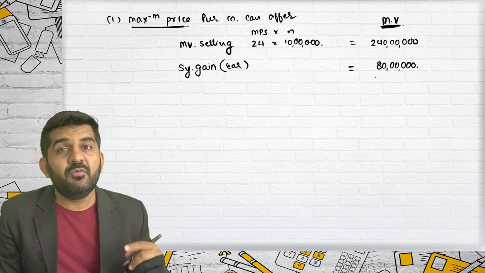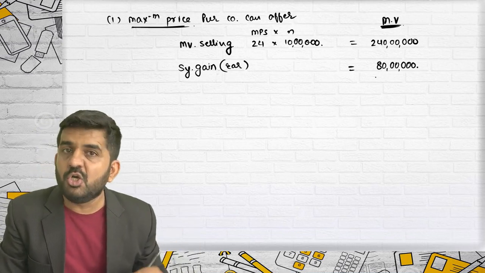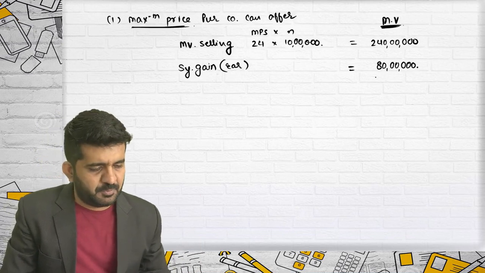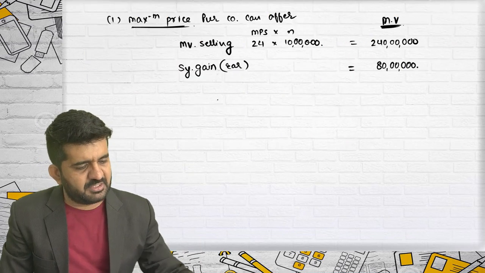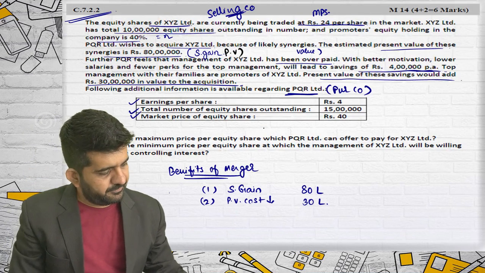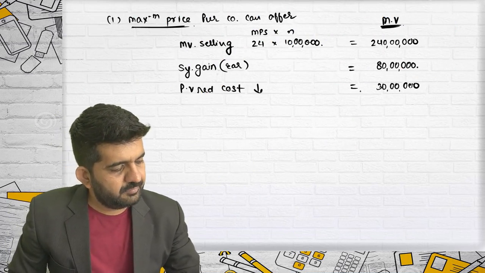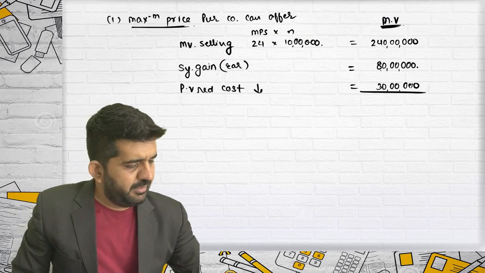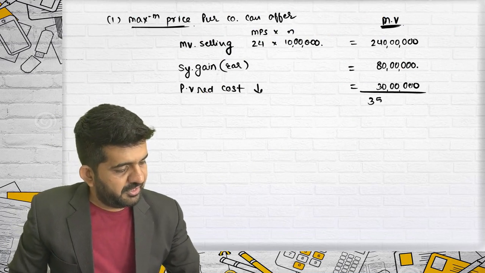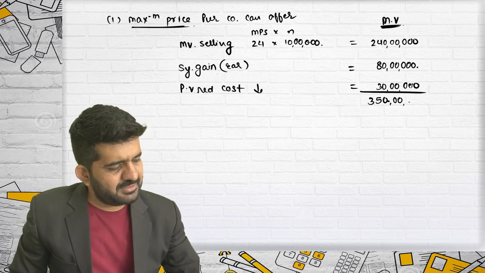Also, if we purchase that company, we are getting benefit in another form also. That also we may transfer to them. And what was that benefit? Present value of reduction in cost is how much? 30 lakhs. Total will be 350 lakhs.